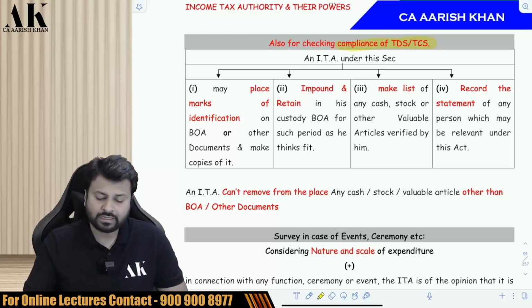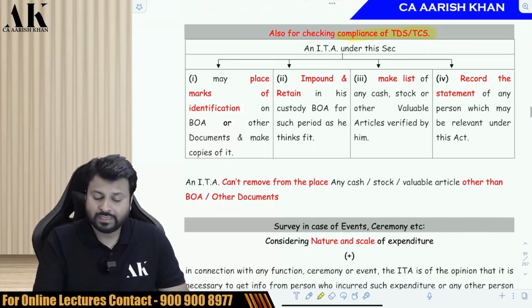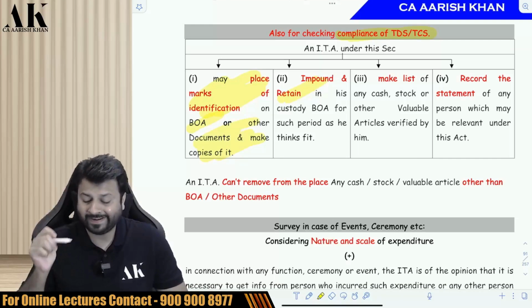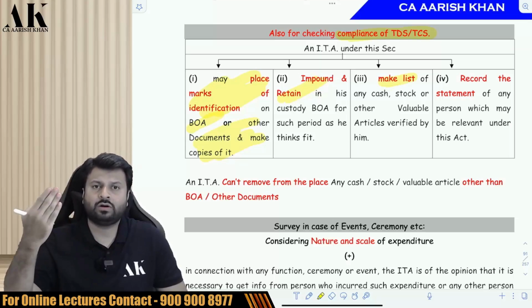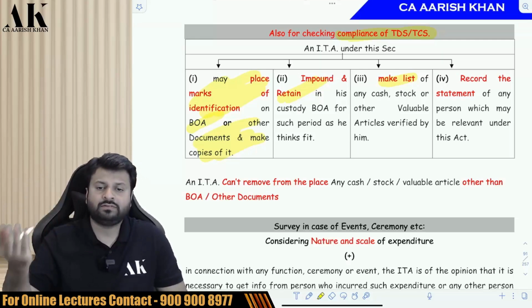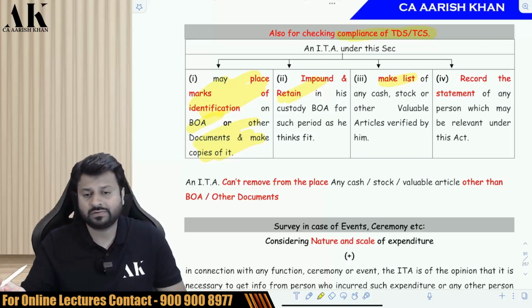Now apart from that, the income tax authority may do many other things. They may place marks of identification in your books of accounts or other documents and copies of it. They may also impound your books of accounts and retain them. They may make a list of the cash account. They may make a list of the stock which is available with you. They may also verify and make a list of various other articles which are verified by them.